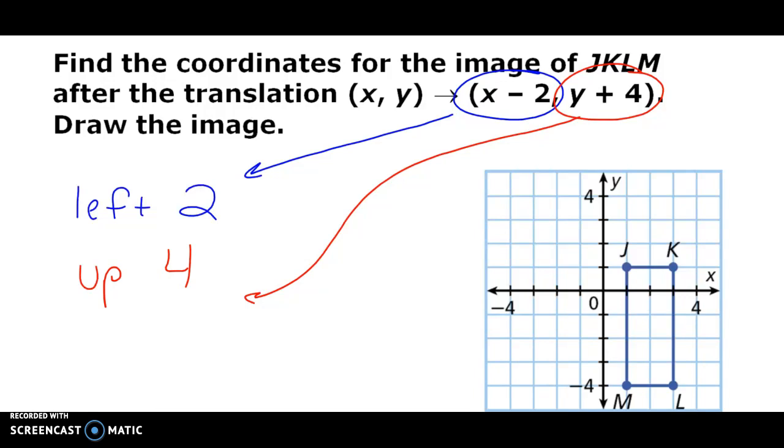So take all 4 points. This isn't on your notes, but just watch. All 4 points, because it's a rectangle, and take each one, move it left 2, up 4. So left 2, up 4 is J prime. Left 2, up 4 is K prime. Left 2, up 4, that's M prime. Left 2, up 4, that's L prime. There's that exact same rectangle moved left 2, up 4. Okay?